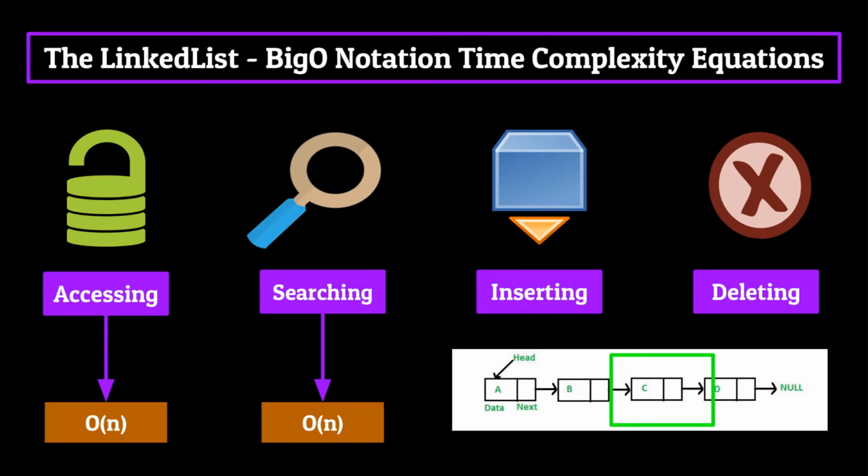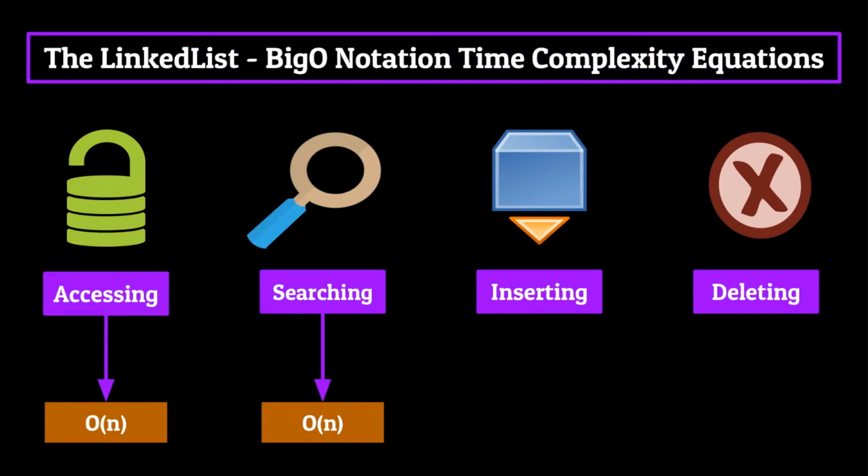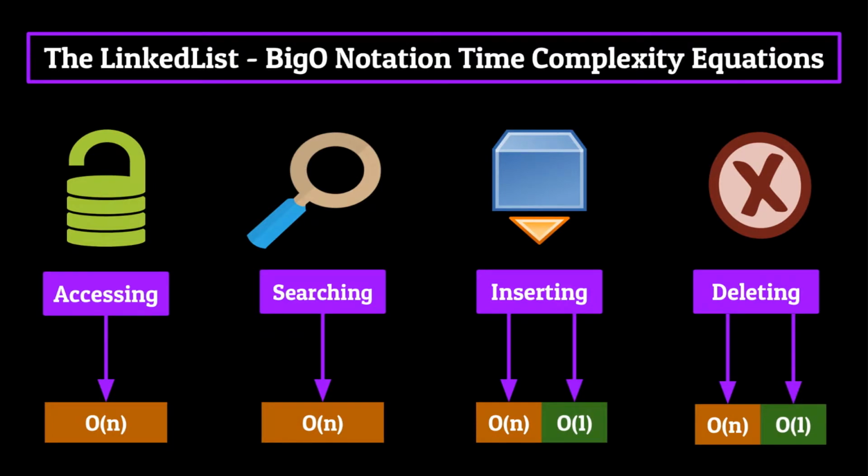Just as we had to traverse the linked list to access or search for an element, we have to do the same thing for inserting or deleting. We must first follow the pointers till we get to the point where we want to insert or delete our node, and then and only then can we actually follow the instructions used to insert or delete a node. So depending on how or where you want to insert or delete a node, its time complexity will be either O(n) or O(1). A little confusing, yes, but necessary to mention.